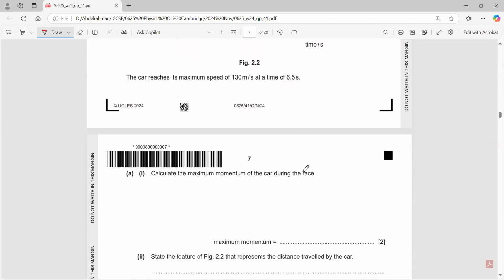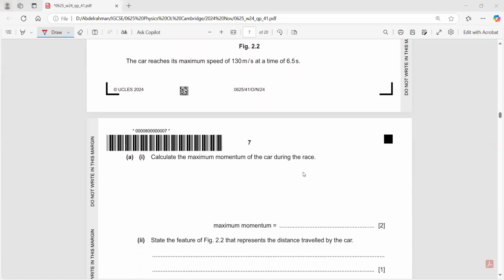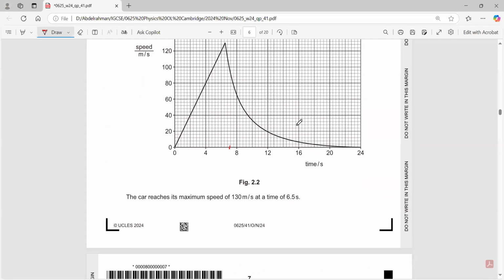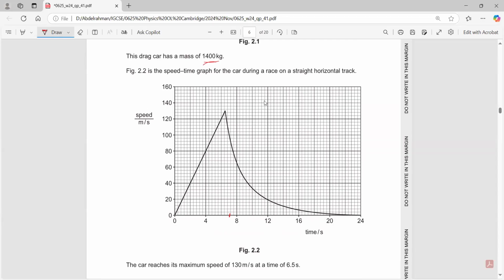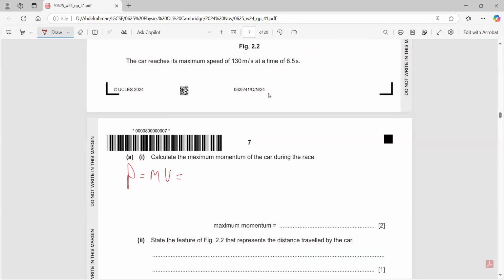Can I find the maximum momentum of the car? Yes. Momentum equals mv. Momentum p equals mv. We have the mass, which was 1,400 kilograms, times the velocity, which is 130. 1,400 times 130 is 182,000. You can say 1.82 times 10 to the power of 5. Do not forget the unit: kilograms meters per second, or newtons second. This is the maximum momentum of the car.